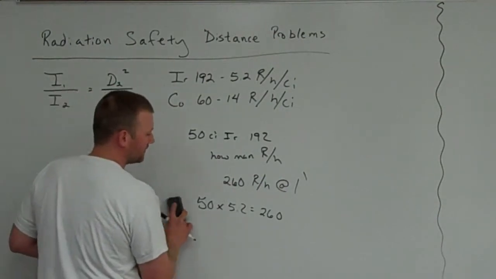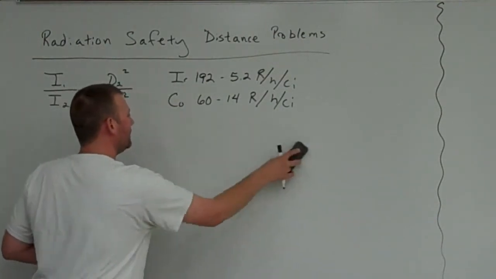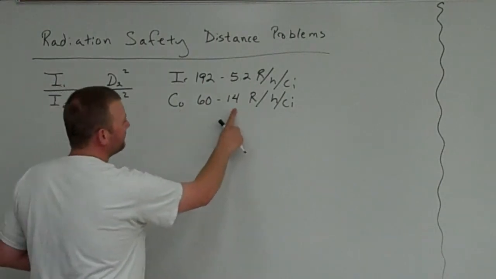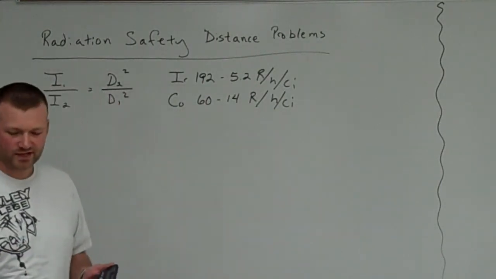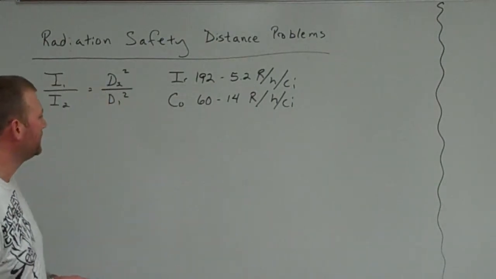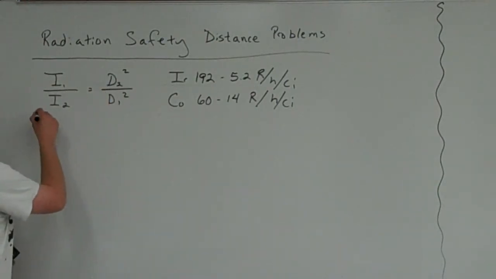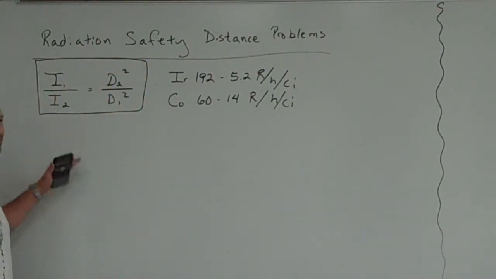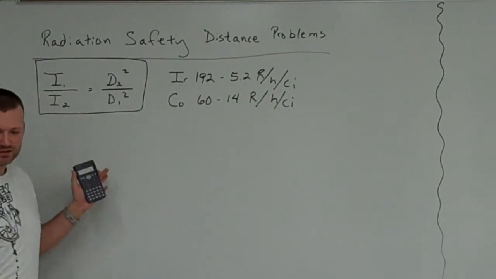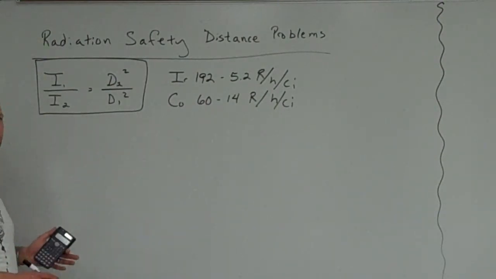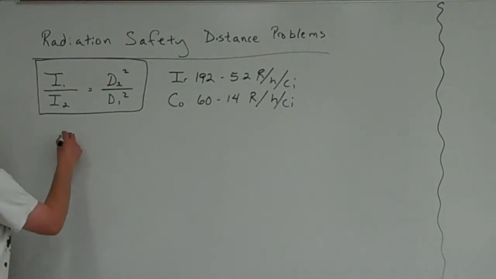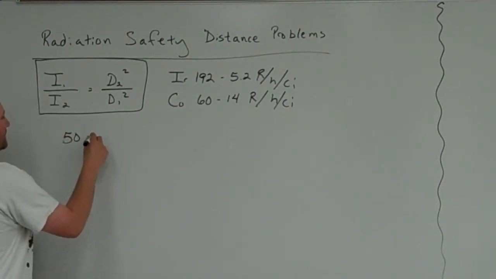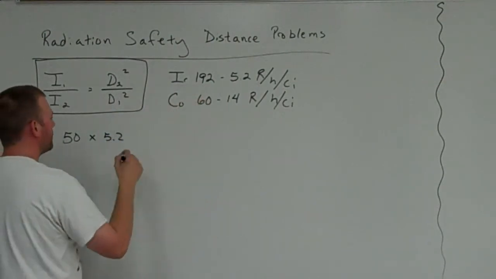So, let's get rid of all of that. Cobalt's the same thing, except it's 14 Rankins per hour per Curie. It works the same exact way. If it was 50, you'd just take 50 times 14. Now, this inverse square law formula, you've already seen that in your book. That is a very, very important formula, and you guys are going to be using that many times from here on out. So, if we had 50 Curies of iridium-192, and we wanted to know what the dose was going to be 10 feet back, here's what we'd do. We would take 50 Curies of iridium-192 times 5.2 Rankins per hour per Curie.